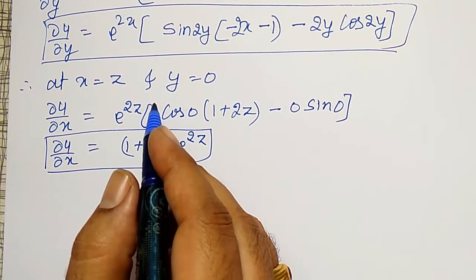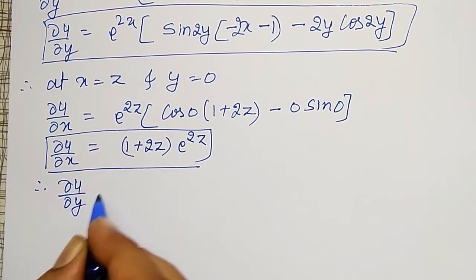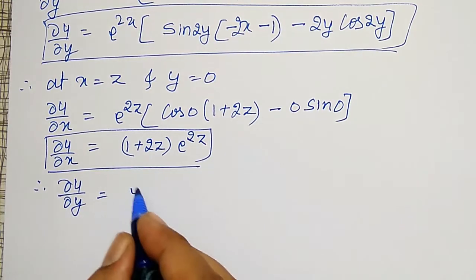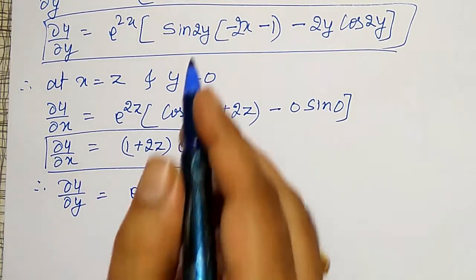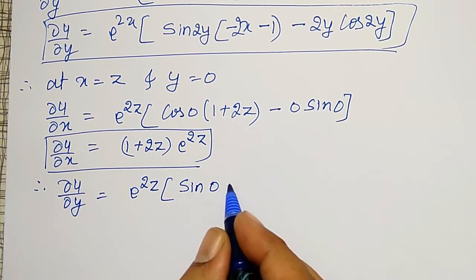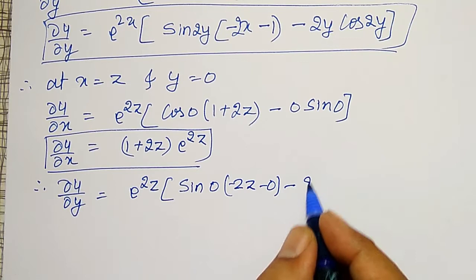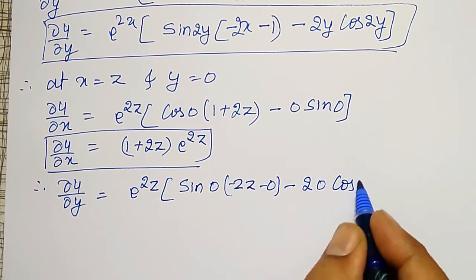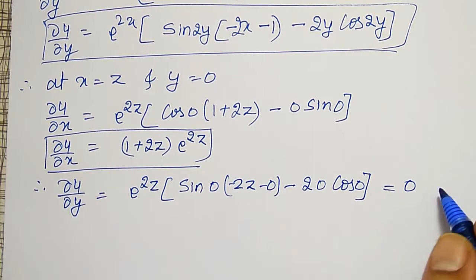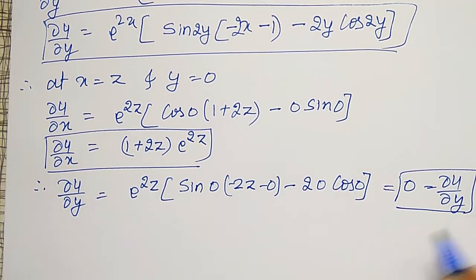Similarly, ∂u/∂y at x equal to z and y equal to 0. In this, I will substitute e to the power 2z into sin 0 into (minus 2z), minus 0, minus 2 into 0 into cos 0. Therefore, in total it will become 0 only. Correct? So my ∂u/∂y becomes 0.